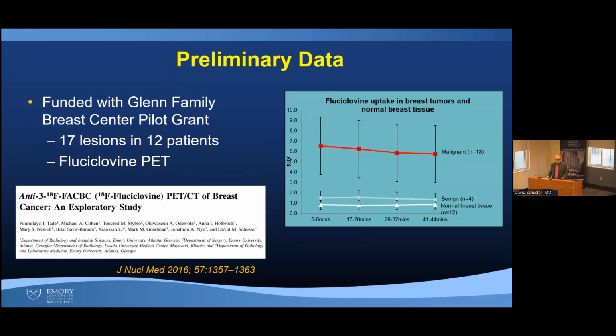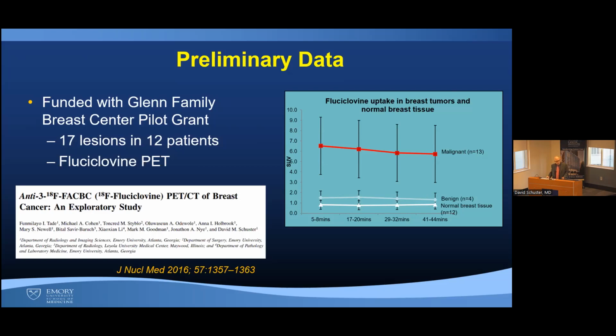So we had some preliminary data, and this was funded with a Glenn Family Breast Center pilot grant from Winship, just to show you how these small projects really kind of come to fruition sometimes. So we imaged 17 lesions in 12 patients, published this in 2016, and we used fluciclovine PET, which is an amino acid PET, which was invented here by Dr. Mark Goodman.